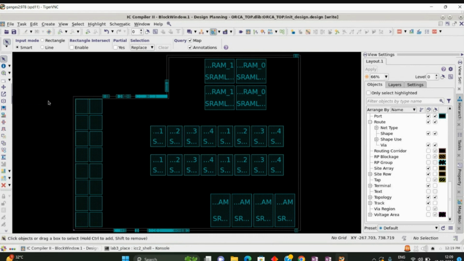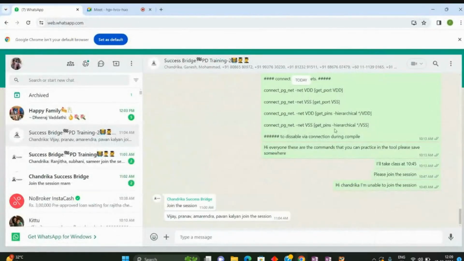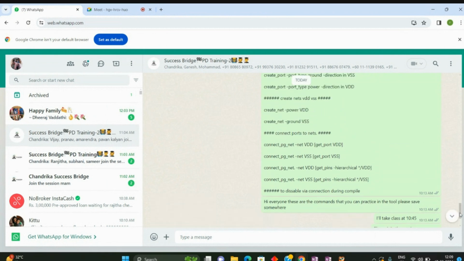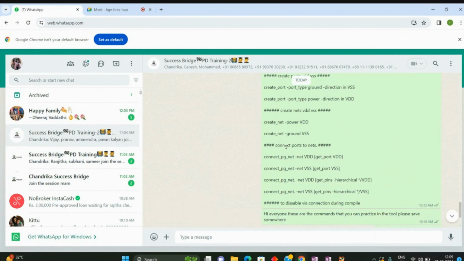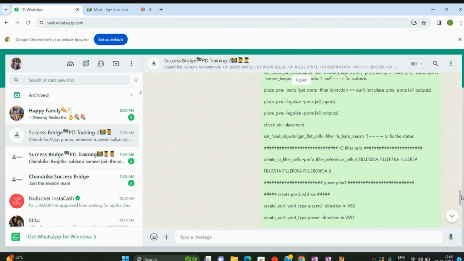So I have given some commands just to see how these commands are working. Okay. If you don't know, I gave them, and for your interview purpose also it will be useful. Like I have given for the power placement also. But just to see here, it is showing the direction of VSS and VDD, how to create the VDD and VSS also I have given. Okay, power plan.